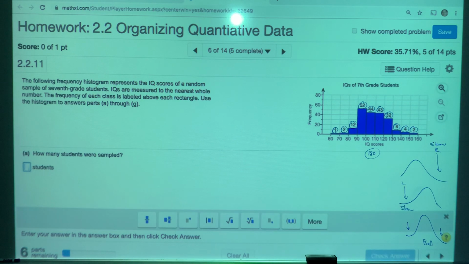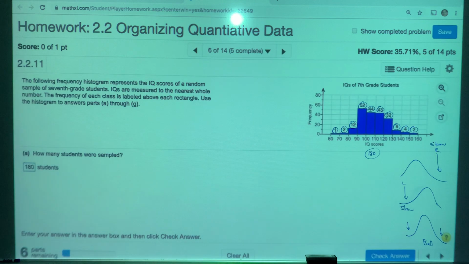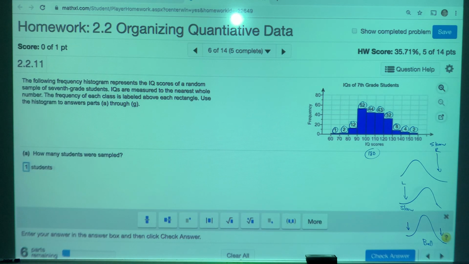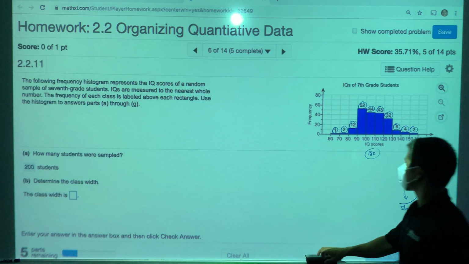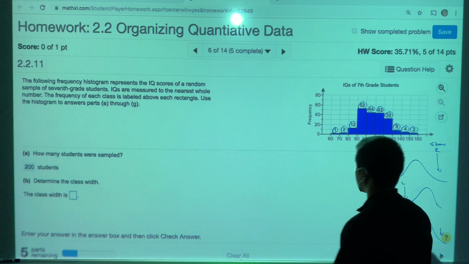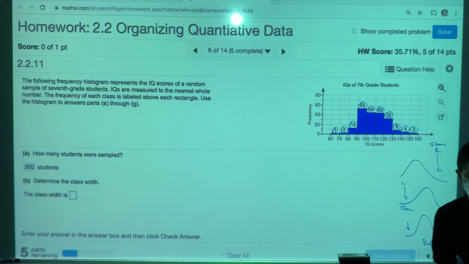Let's see if I can add. Nope, 200. I missed the 20 there. Thank you. All right, so there are 200 total students in my study, okay? So there's 200 total students in my study.